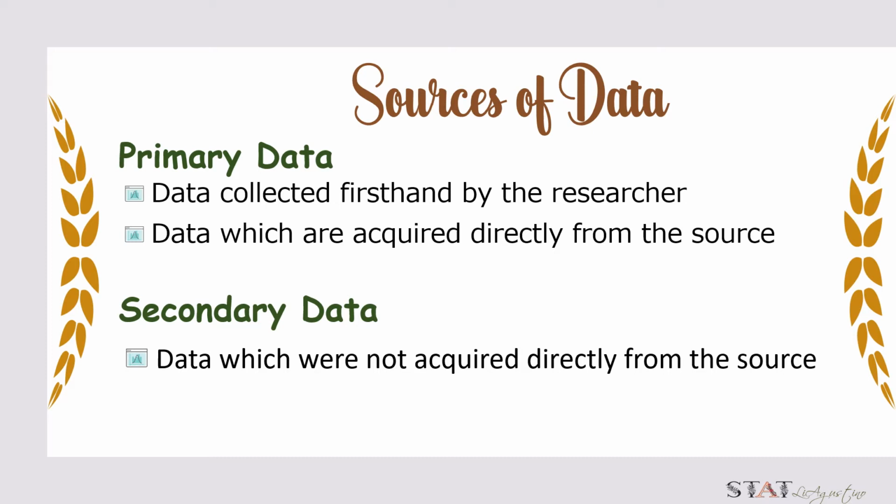For example, an agricultural student does some experiment, for example, the plant height. Or the biology students, they also do their experiment or their research. So they're the ones gathering their data, or data which are acquired directly from the source. So you call it primary data.